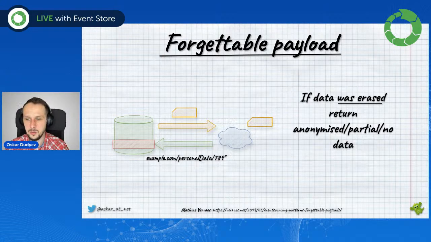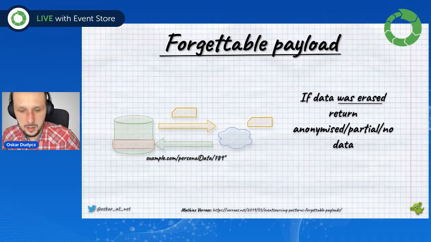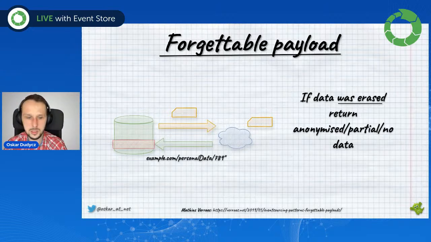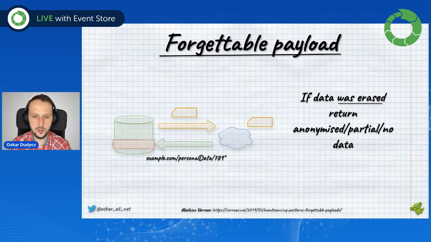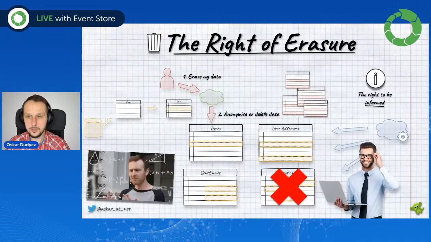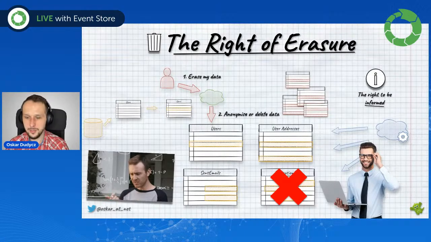So if the data is erased, then we have plenty of options. As the authority of the PII data, we might decide to, for example, return some anonymized data. We might return partial data, so we return only the non-PII data, and for the personal data, we are just returning null. Or we can just decide that, no, this whole information is not available anymore. For example, we are just erasing all of the profile information. So is it looking a bit better?